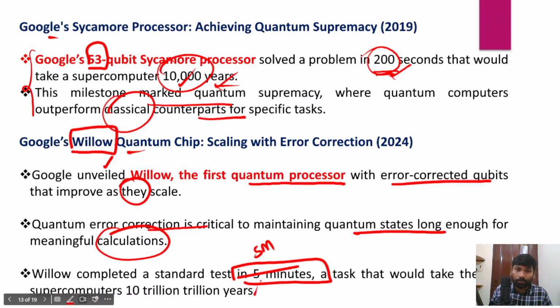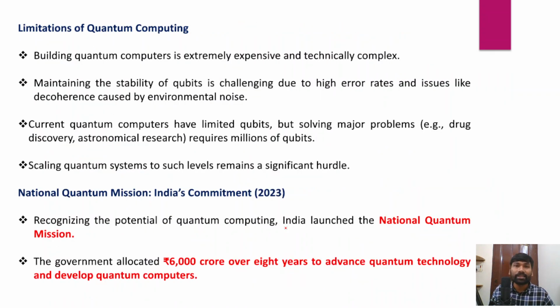So a supercomputer would take 10 trillion years, but this Willow quantum chip has processed that particular information in just 5 minutes. So you can imagine how powerful these quantum computers are. And if these quantum computers are increasingly being used, if we overcome the limitations of quantum computing, you can imagine what a potential game changer these quantum computers are.